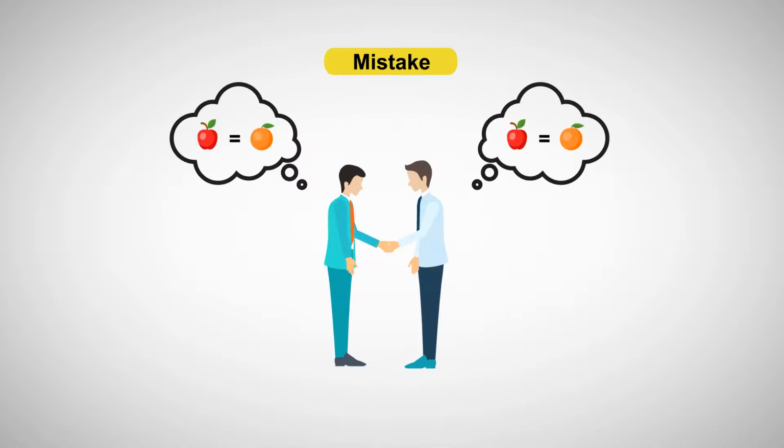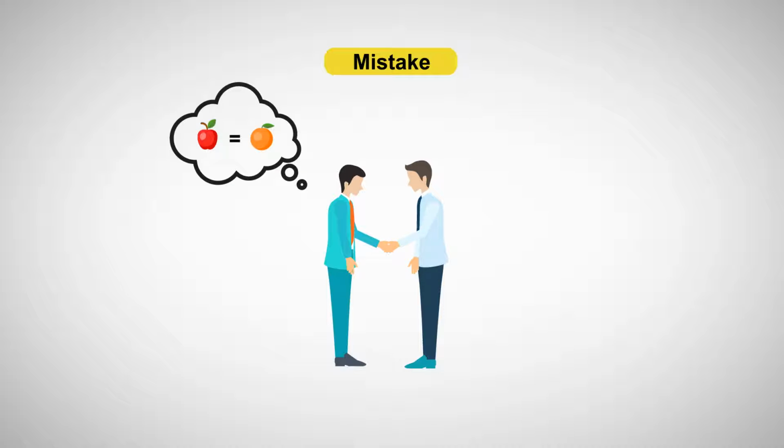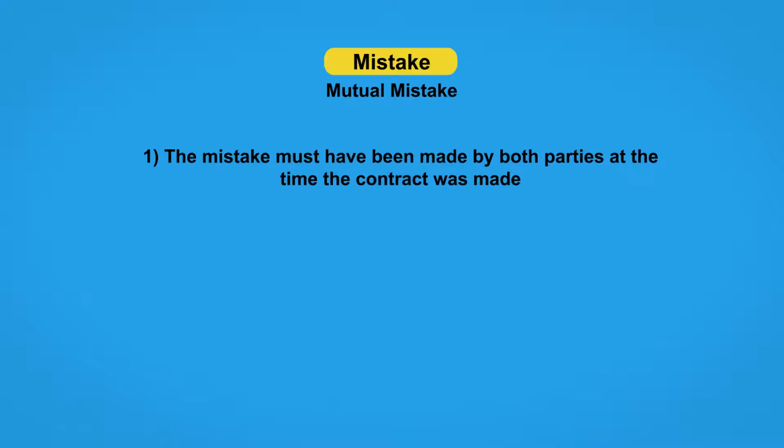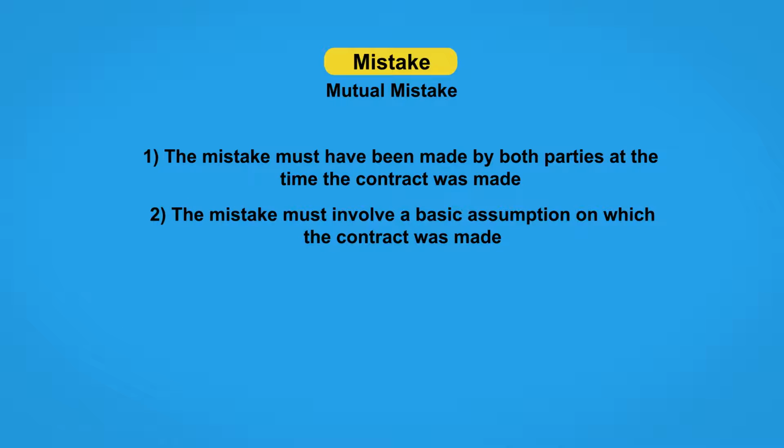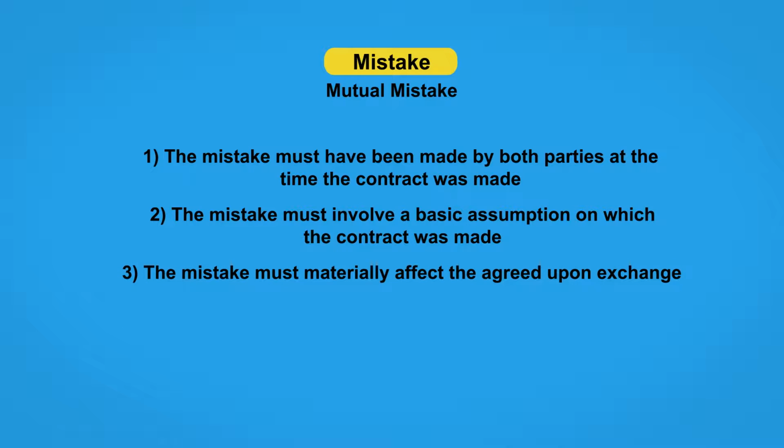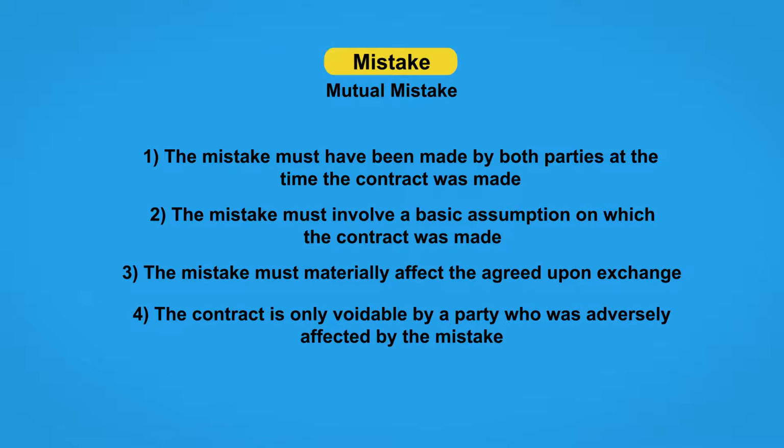Mistakes can be mutual, meaning that both parties shared the same mistaken assumption, or can be unilateral, meaning that only one party was under a false impression. Mutual mistake involves these 4 characteristics. 1. The mistake must have been made by both parties at the same time the contract was made. 2. The mistake must involve a basic assumption on which the contract was made. 3. The mistake must materially affect the agreed-upon exchange. And 4. The contract is only voidable by a party who was adversely affected by the mistake.